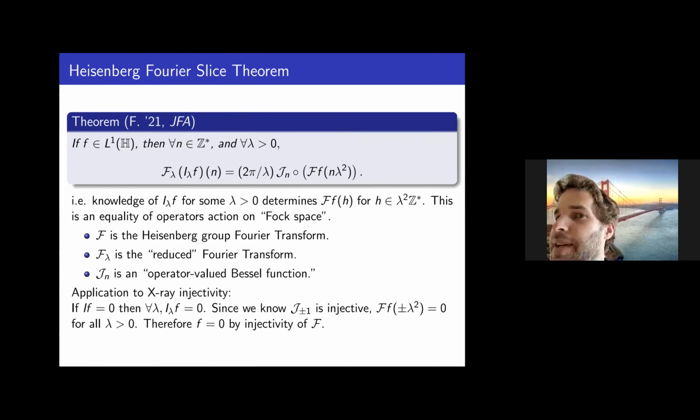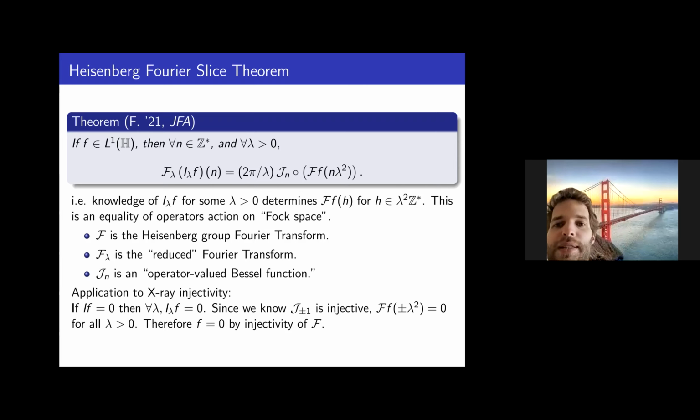So the main tool that I'm using here is this operator valued Fourier slice theorem. On one hand, it's relating what I'm calling a reduced Fourier transform, f lambda. We're relating the Fourier transform of the X-ray transform to the full Fourier transform post-composed with some operator that I'm just for now calling an operator valued Bessel function. I'll define all these terms a little more clearly in a few minutes.